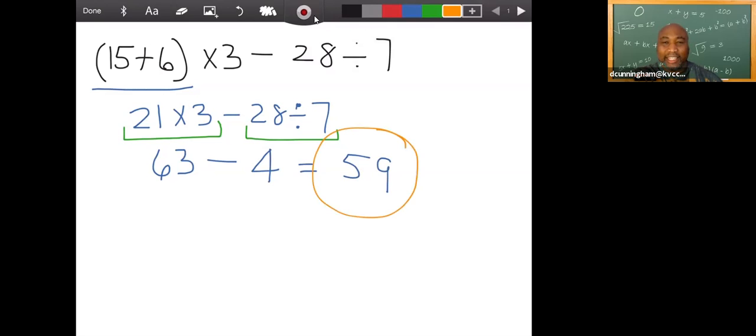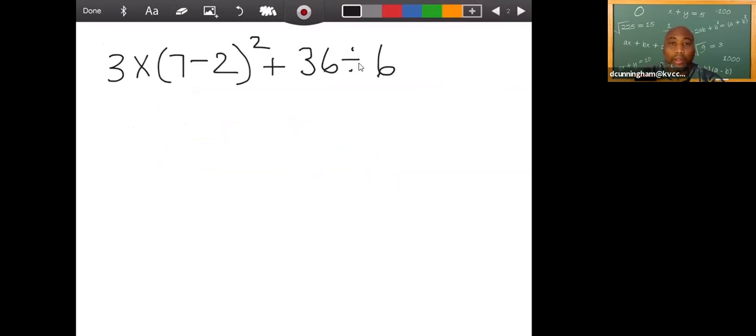Here's another problem. Let's use order of operations to do the operations in the right order to get our answer. So in this case, we start with parentheses. Are there parentheses in our problem? Yes. So we have 7 minus 2. And what I like to do is show my work. So I would say 3 times 7 minus 2, which is 5.